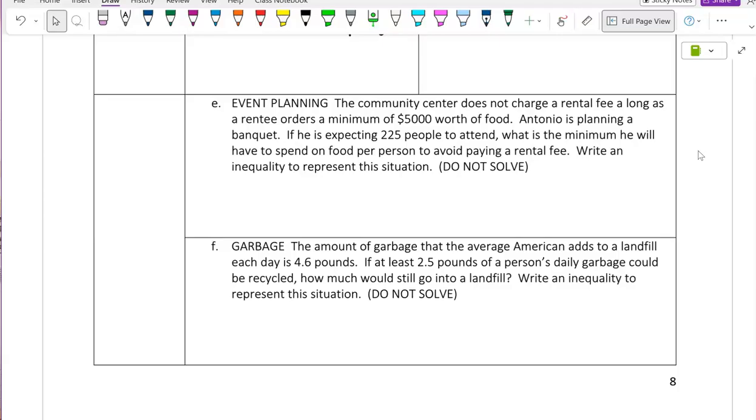So the first one, event planning. The community center does not charge a rental fee as long as a rentee orders a minimum of $5,000 worth of food. Antonio is planning a banquet. If he is expecting 225 people to attend, what is the minimum he will have to spend on food per person to avoid paying a rental fee? Write an inequality to represent this situation, and we put there do not solve. So the key word here is minimum.